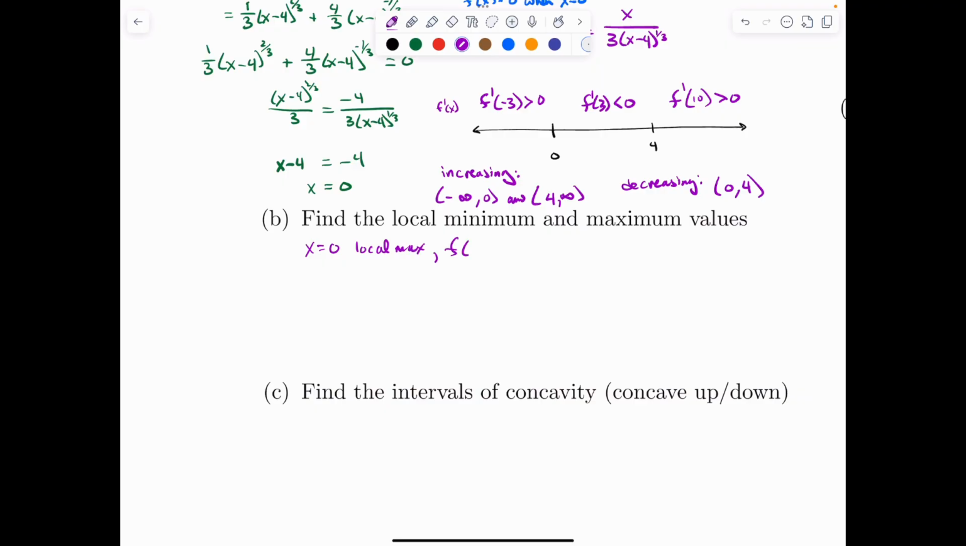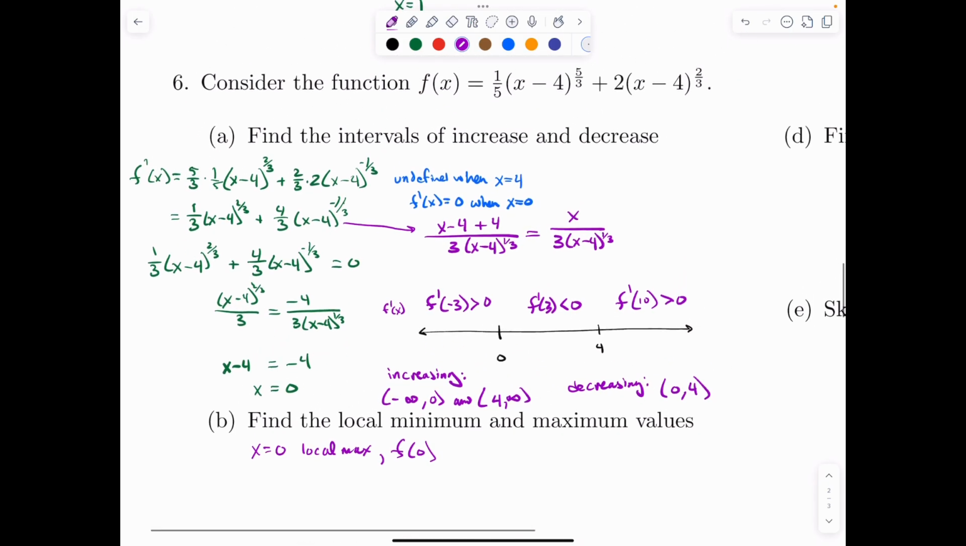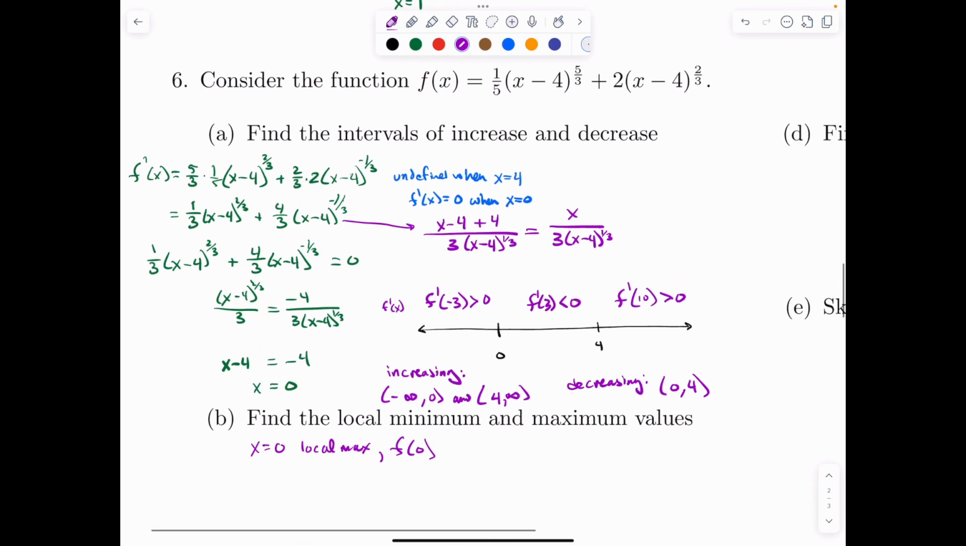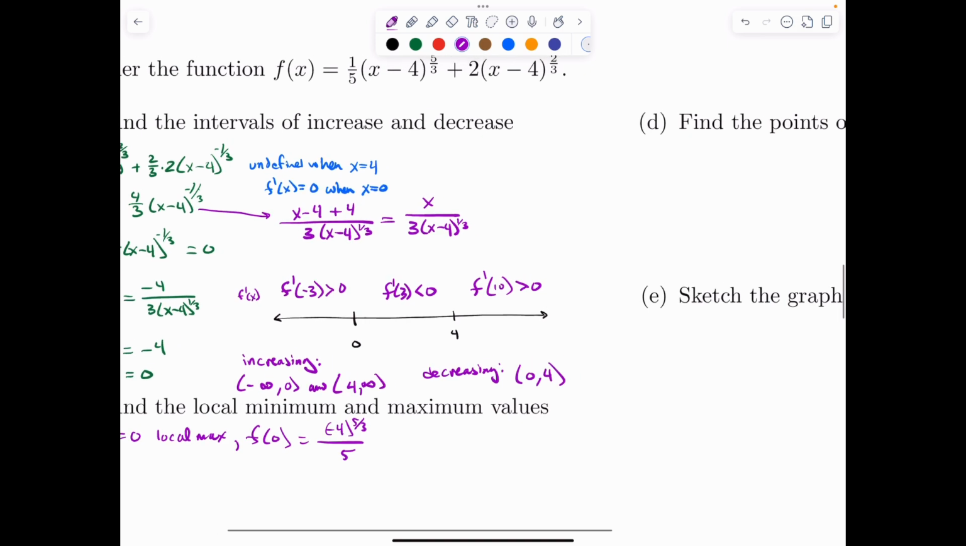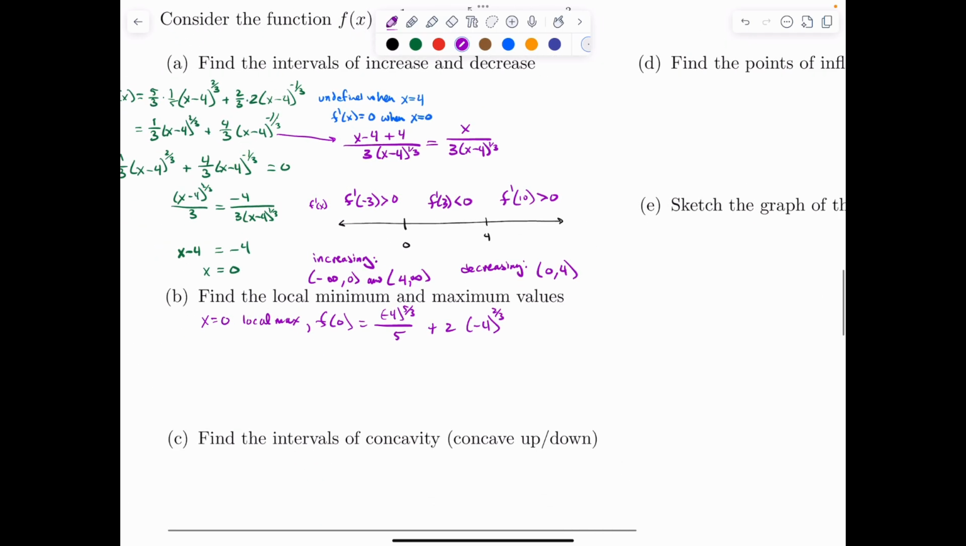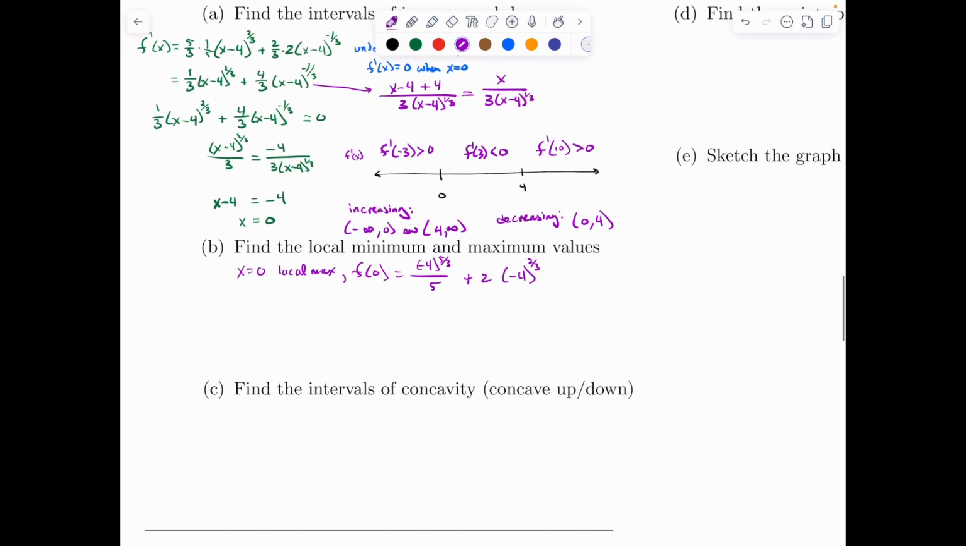F of 0. Going up to the original function, it looks like I get negative 4 to the 5/3 over 5 plus 2 times negative 4 to the 2/3. That's not very nice. Okay, I'm going to do my best to work this one out for you.